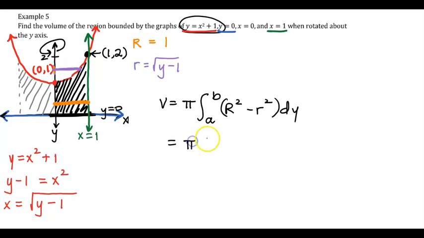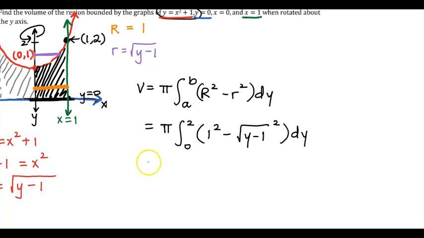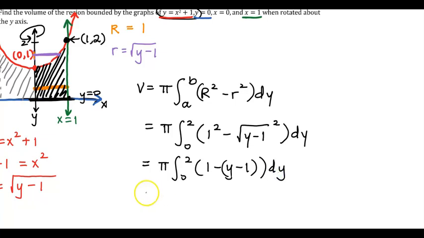So we have pi multiplied by the integral from 0 to 2 of capital R squared, which is 1 squared, minus little r squared, the square root of y minus 1 squared, dy. I'm going to do some algebra to simplify our integrand. We are integrating 1 minus (y minus 1). Be careful with your signs there. I will distribute that negative. So on the inside of the integral, I simply have 1 minus y plus 1, which is 2 minus y.